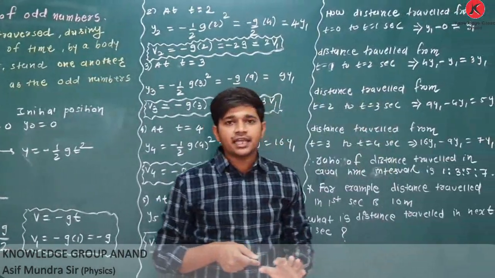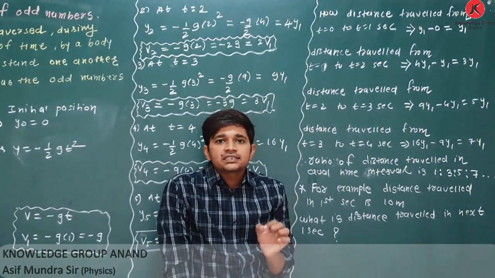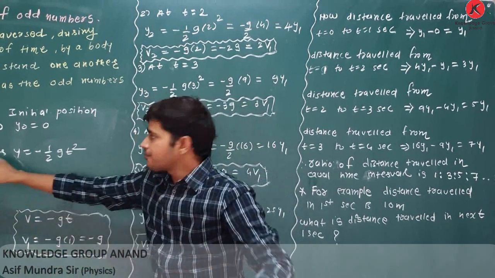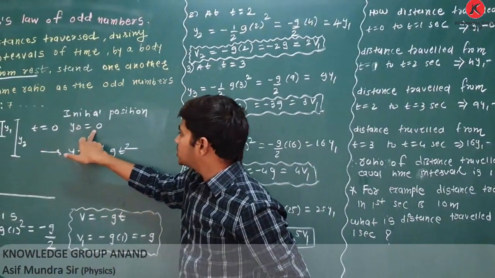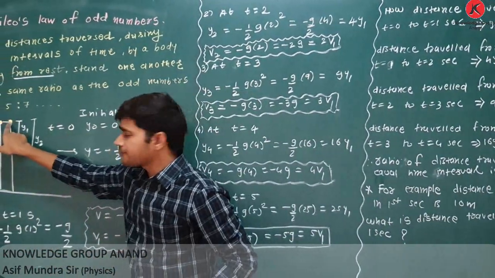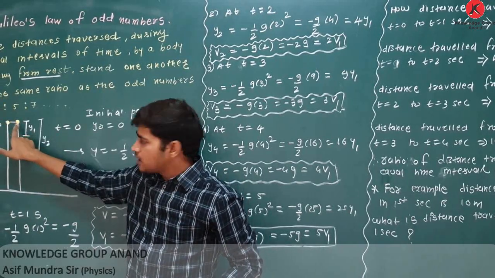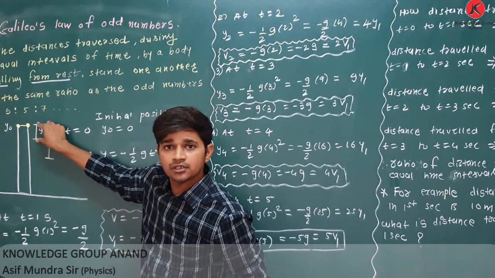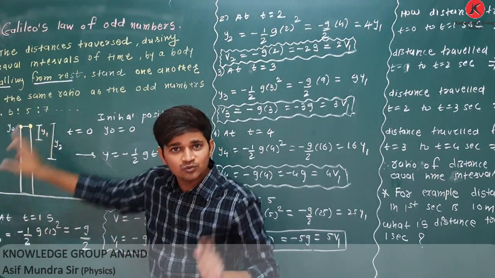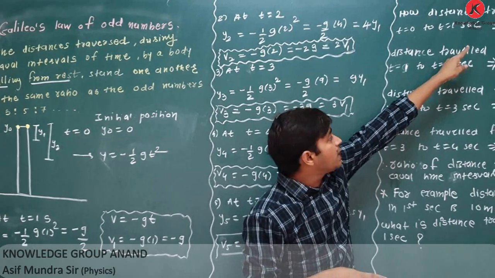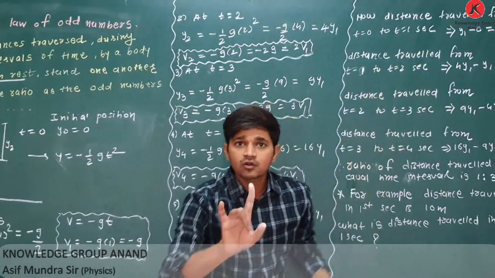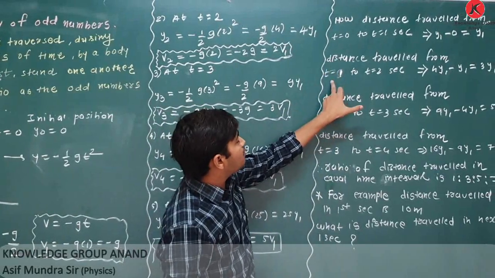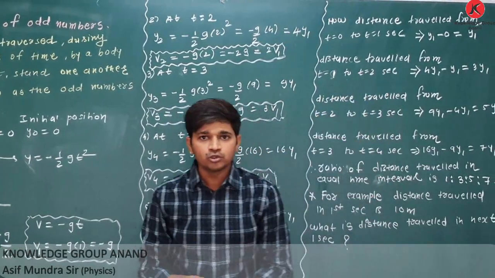Now, if I ask what is the distance traveled from time t is equal to 0 to t is equal to 1 second? See here. At time t is equal to 0, what is the position? 0 means here. At time t is equal to 1, its position is here. So what is the distance traveled? Yes, it is y1. So here it is y1 minus 0 is equal to y1. Clear?